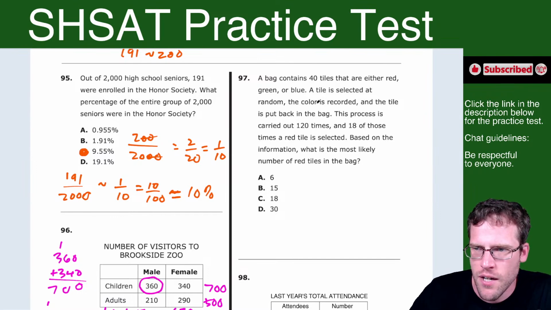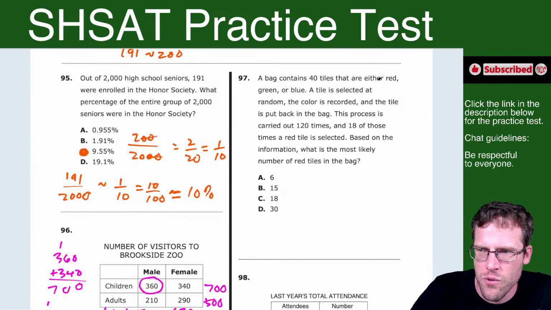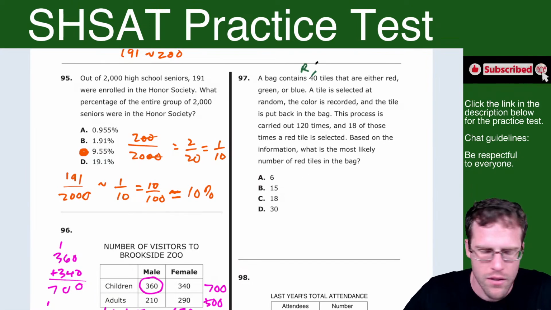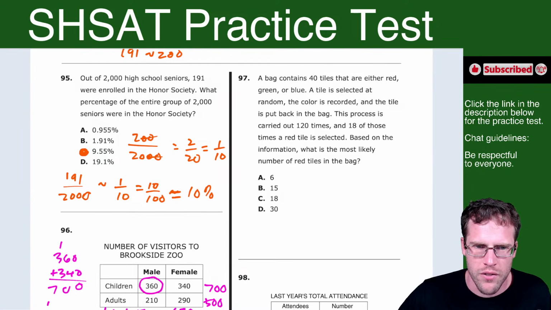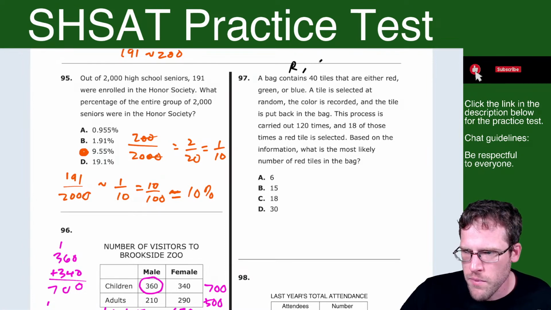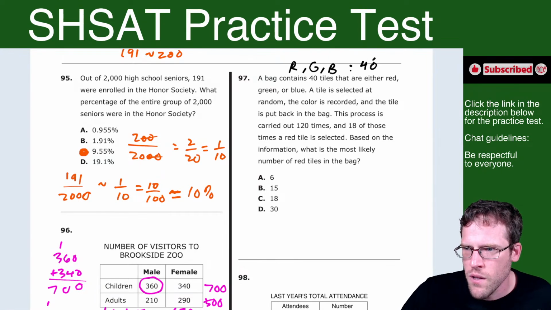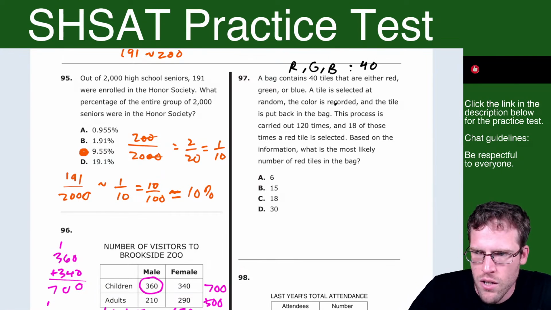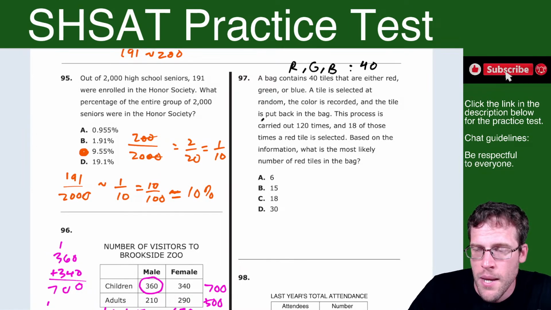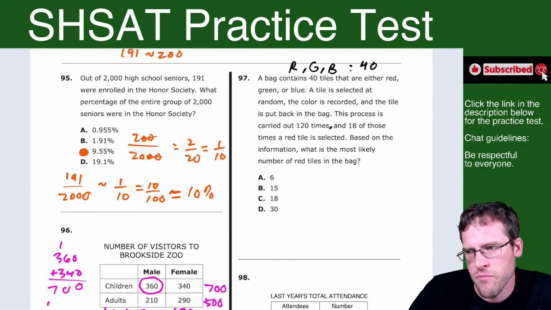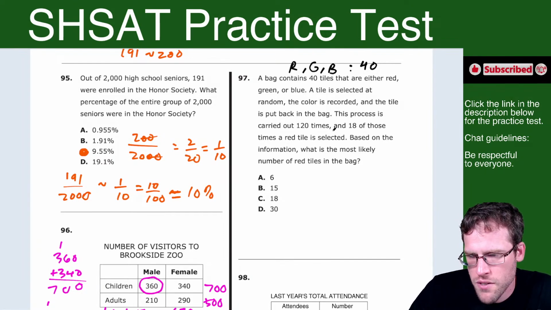Question 97. A bag contains 40 tiles that are either red, green, or blue. Okay, let me just write that out. Red. Let me write it in black because I feel like if I write red and green, it kind of ruins my head. All right, red, green, blue. Right, and there's 40 total. A tile is selected at random, the color is recorded, and the tile is put back in the bag. This process is carried out 120 times, and 18 of those times a red tile is selected. Based on the information, what is the most likely number of red tiles in the bag?